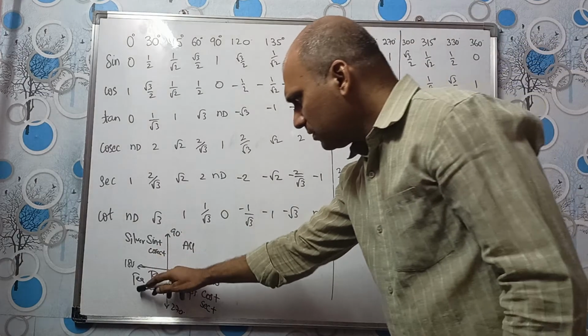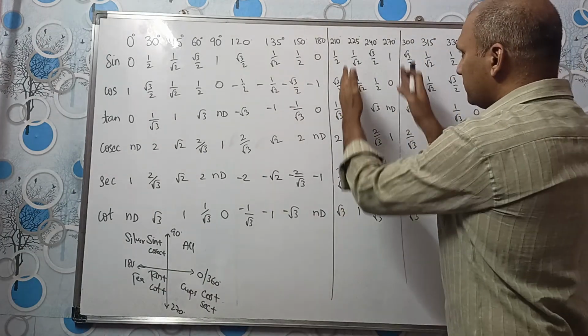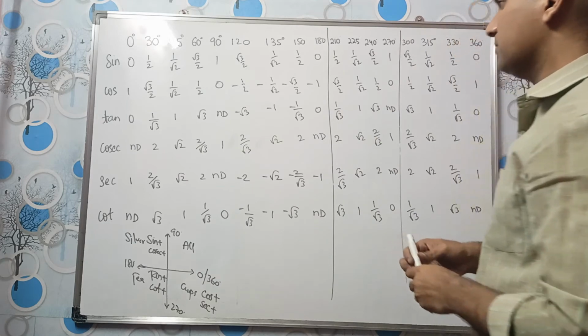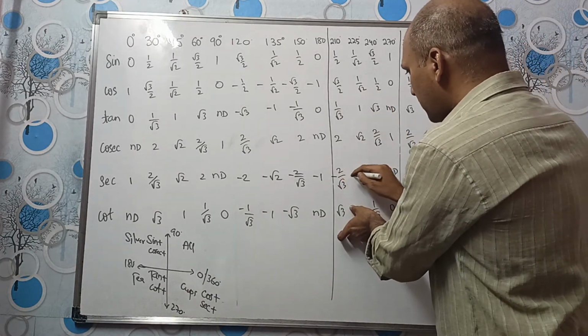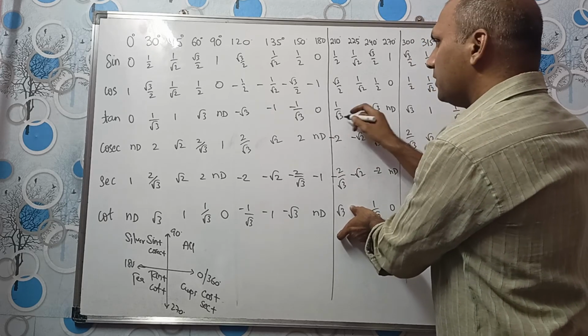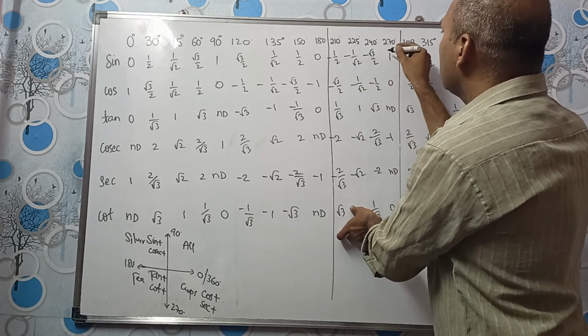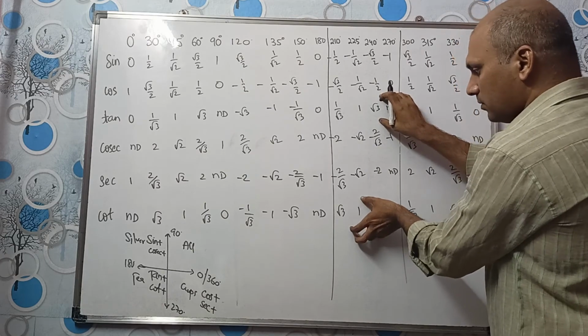Signs. Okay, in the third quadrant, see this is the third quadrant, right? In the third quadrant, tan and cot are positive. Tan positive, cot positive. Remaining are negative values. Okay, let us write negative values. This is positive, negative, negative. Okay, tan and cot are positive.